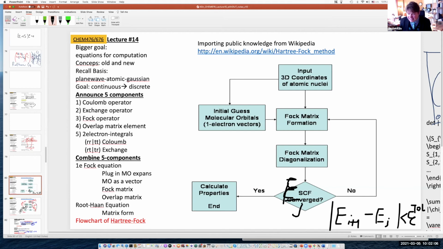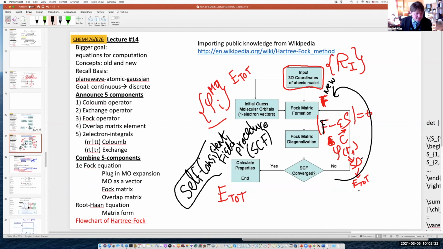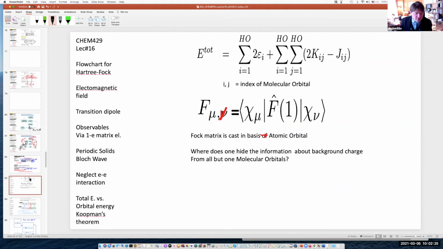So in this sense, the Hartree-Fock procedure is analogous to our procedure to optimize geometry. But instead of optimizing position in space, now we optimize the expansion coefficients, these capital C's. So total energy can be computed this way: energy of molecular orbitals plus pairwise interactions, Coulomb and exchange.